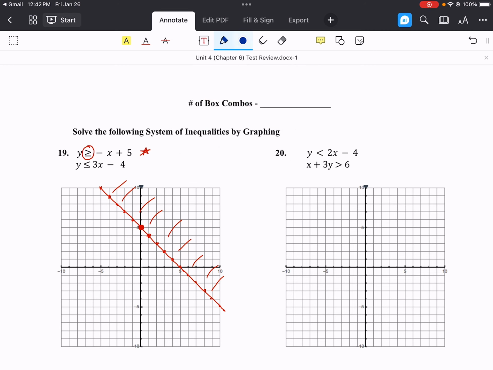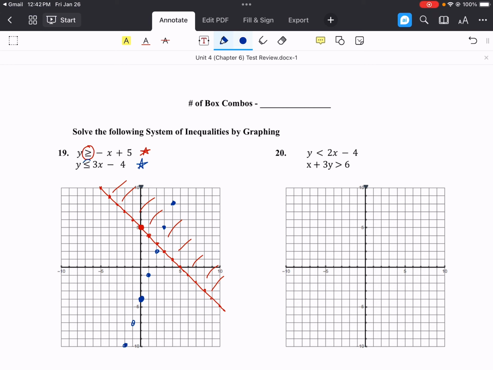Now we can go ahead and graph the second inequality. Our y-intercept is 4, or negative 4, sorry. And our slope is 3. So up 3, right 1, up 3, right 1, and so on. We can then go the other direction to get the other half of our line.